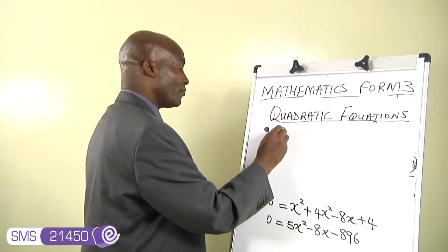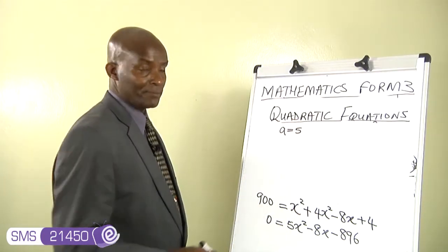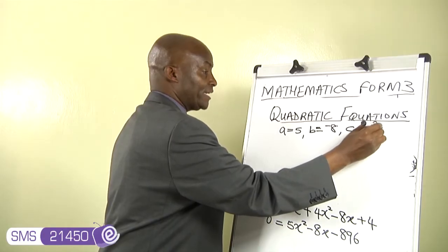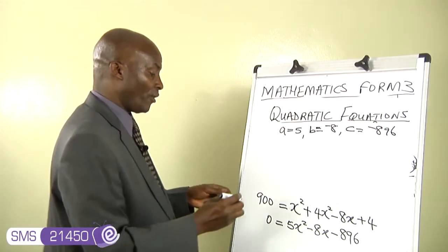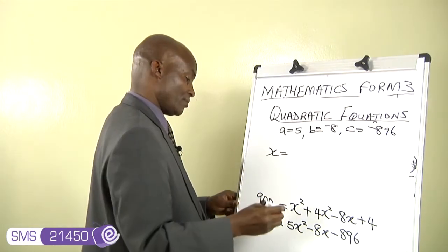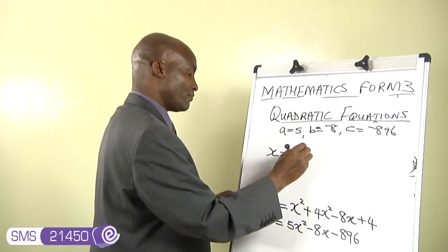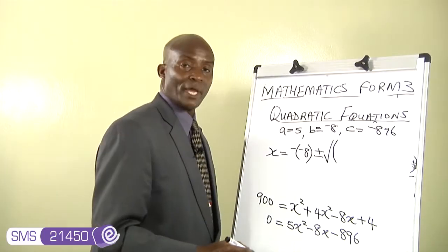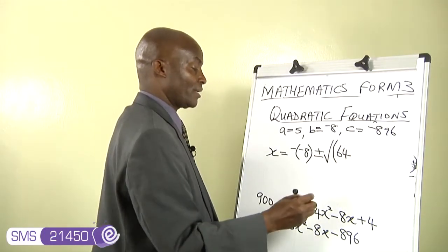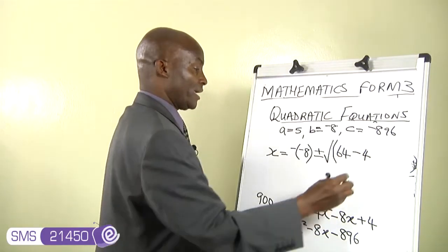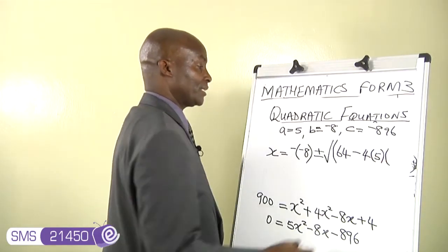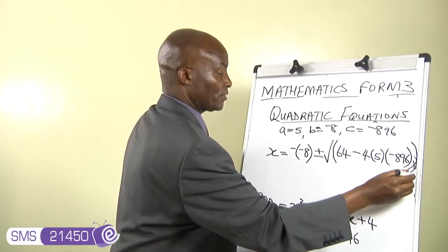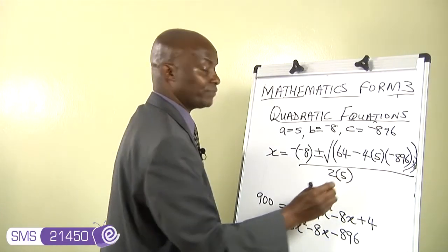Applying the quadratic formula, we know that a is equal to 5, b is equal to negative 8, and c is equal to negative 896. Therefore, x will have the value of negative b plus or minus the square root of b squared. Negative 8 squared is 64. Then minus 4 times a, which is 5, then times c, which is negative 896. All this divided by 2 times a, which is 5.